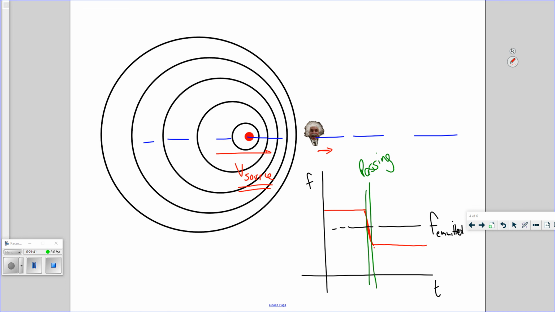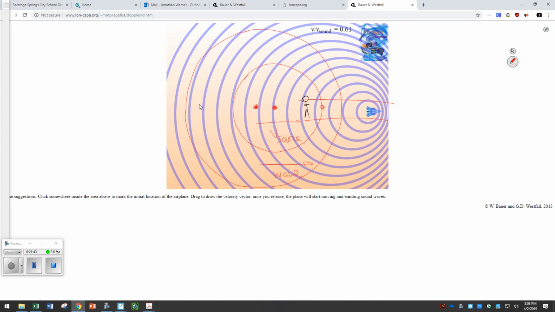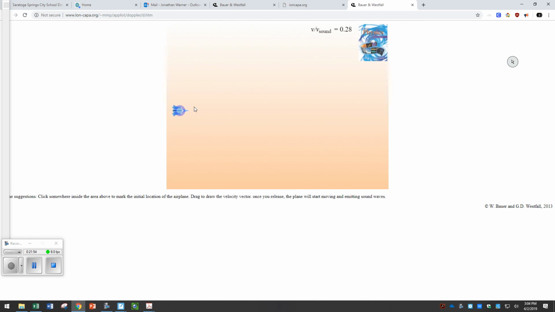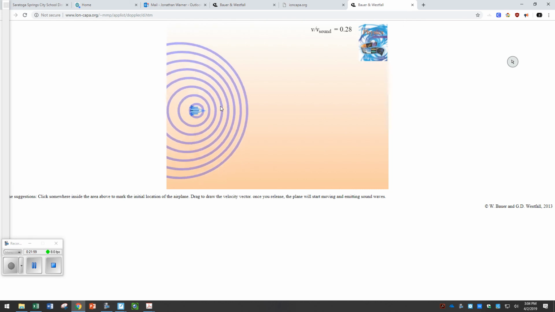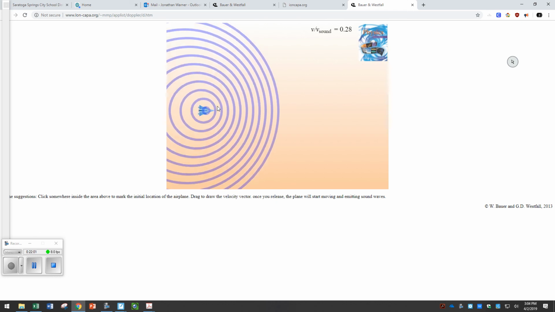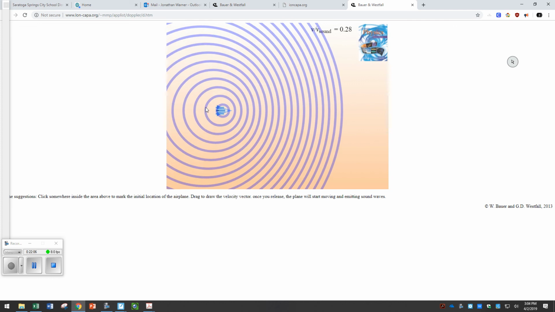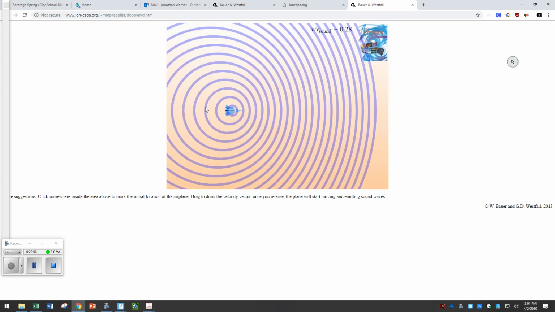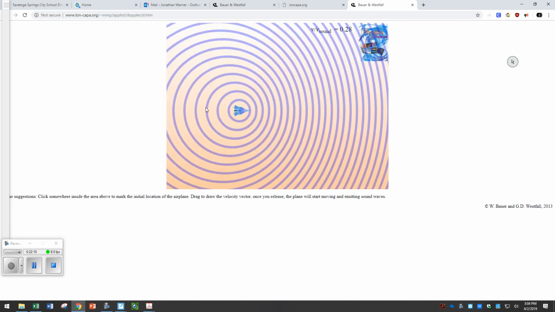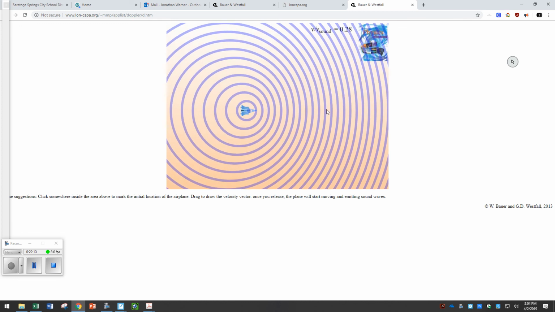So if we go back to this thing, let me clean up this mess of circles and dots. So look, with slow speed, we get a relatively small difference in the detected frequency when the object is approaching the detector and the frequency when the object has passed the detector. But there's a difference. That difference you can detect visually by how close the waves are.